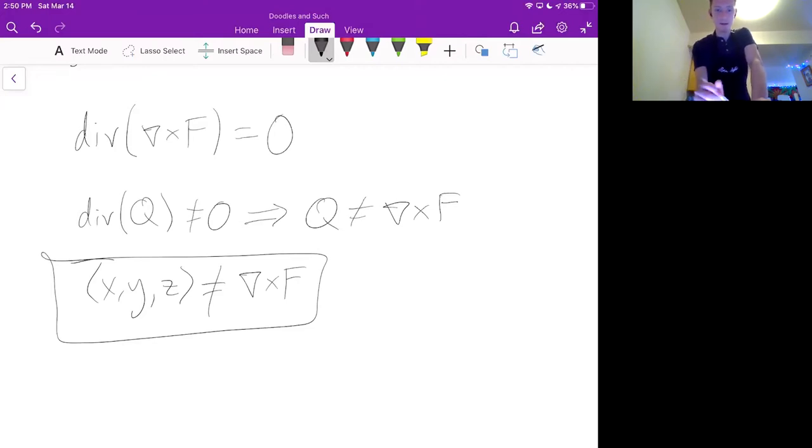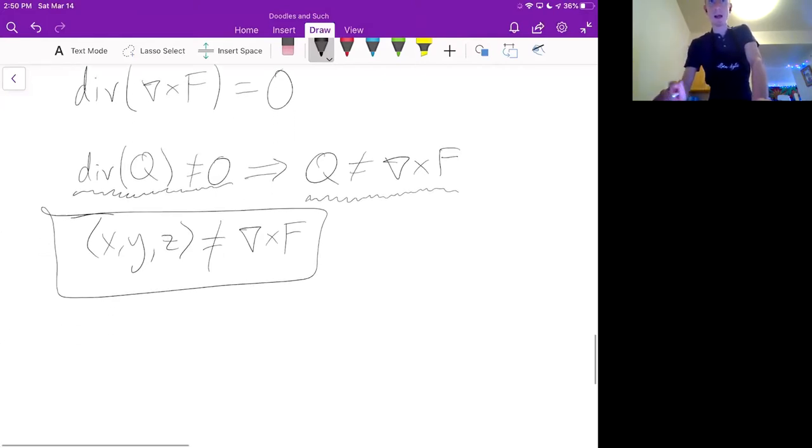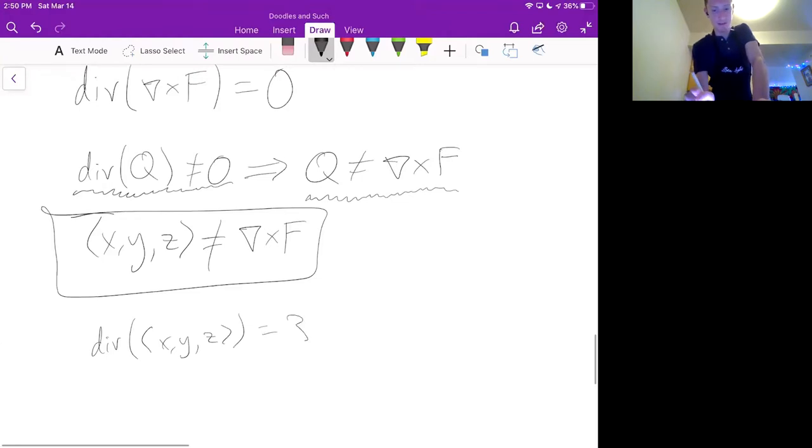But then all I have to do is check this first condition over here. If I can show that the divergence of this vector field is non-zero, I will conclude that the vector field is not the curl of anything. That's what that line above means. So all I have to check is the divergence of x, y, z, which in this case happens to be 3, and that's not 0. So just simply plugging in the vector field we were talking about gives us the result we wanted.